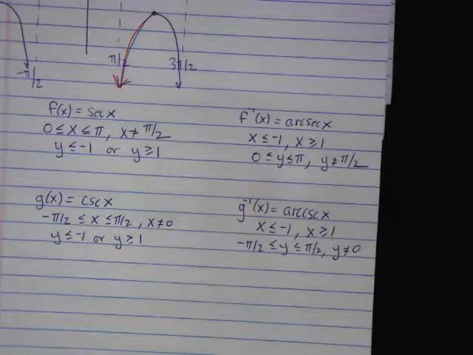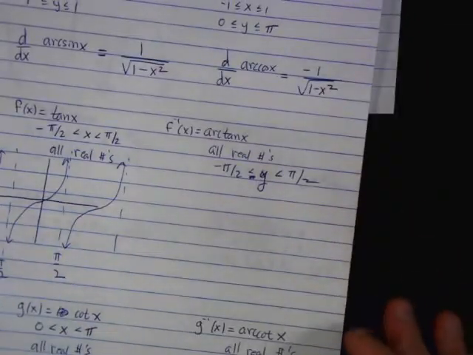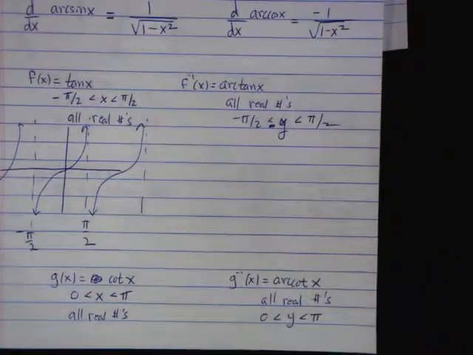Can you go back to the arc cotangent? Yes, I can go back to the arc cotangent. That one? So for arc cotangent, your domain is all real numbers. Your range is your angles between 0 and pi. Right.